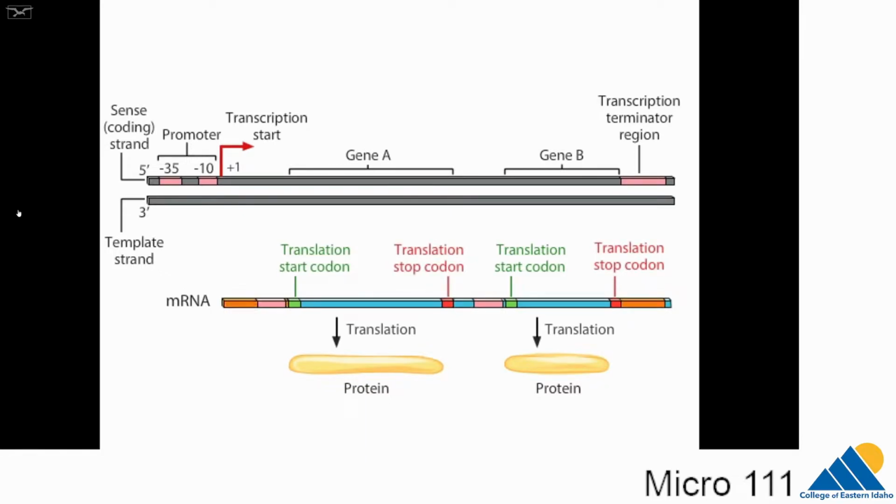At either end of the mRNA are untranslated regions, the untranslated leader and the untranslated trailer. Ribosome binding sites are also untranslated. They direct the ribosomes to the correct locations for translation to begin.